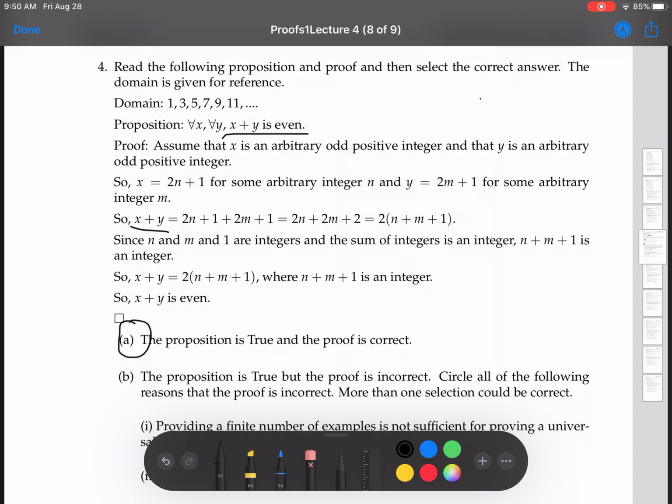Okay, so X plus Y. What is X plus Y? X is 2n plus 1, Y is 2m plus 1. Now we do some math. You can see to get that 2, that 2 is the 1 plus 1, right, so those add together to give you a 2. So you have 2n plus 2m plus 2. And then now factor out the 2.